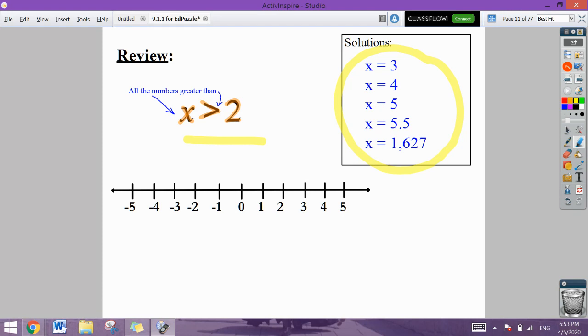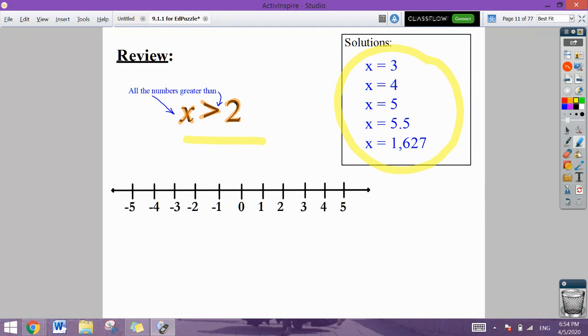Now, there are an infinite number of solutions to this inequality, right? These 5 are not the only solutions. So the way that we show every single solution is by graphing it on a number line. So go ahead and copy the number line. We're going to graph it.